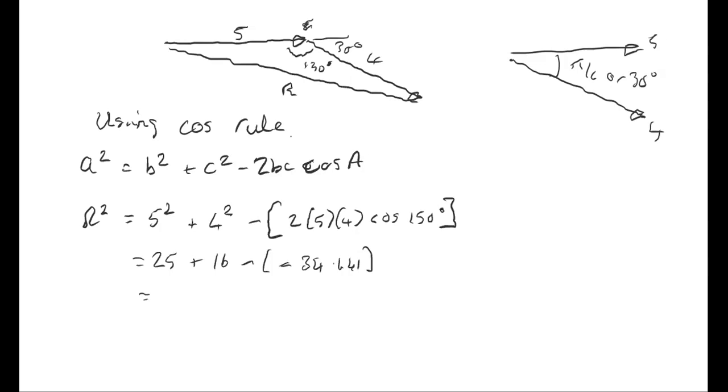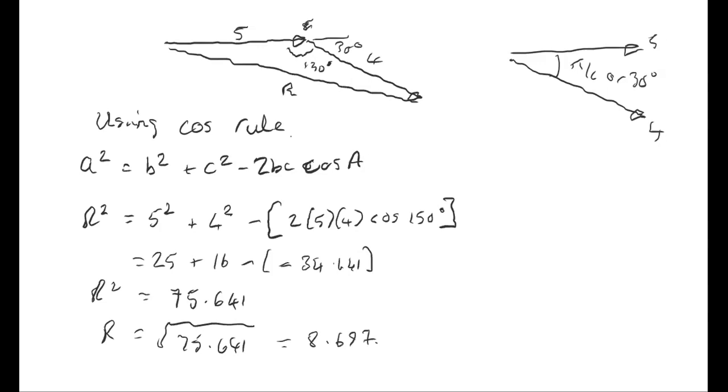If we do all of that, we end up with 75.641. But that's R squared equal to that. So we take the square root. R is root 75.641, which is 8.697. Okay with that? I think that way's quite easy.